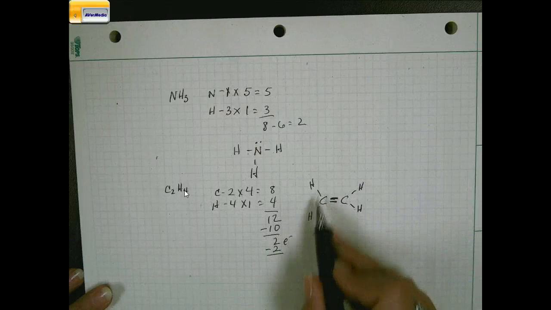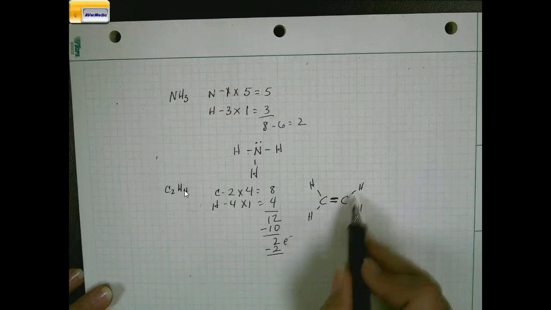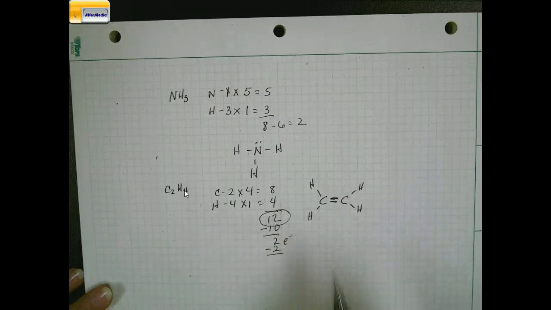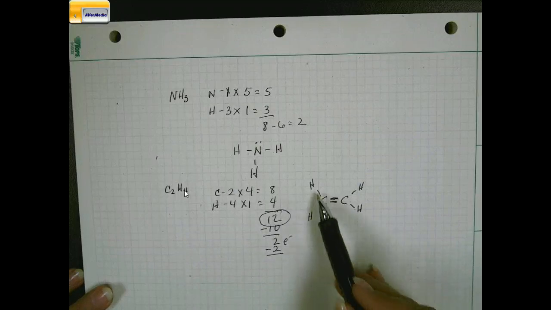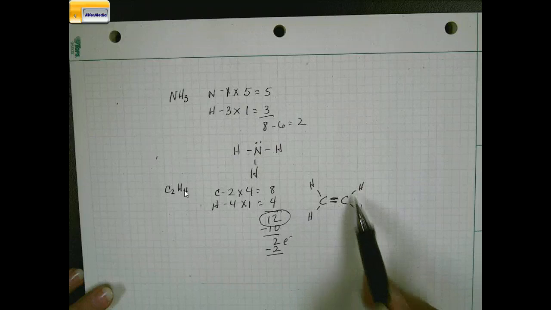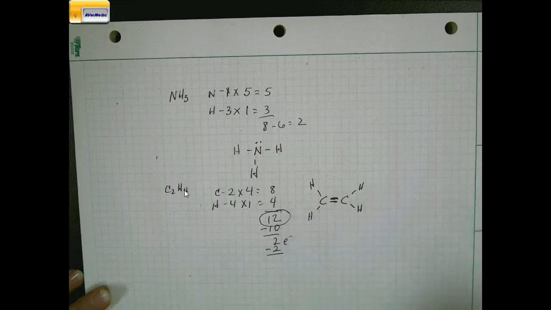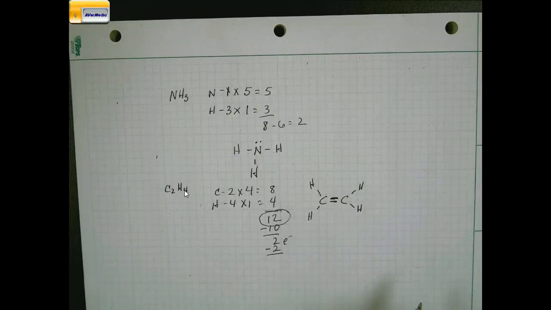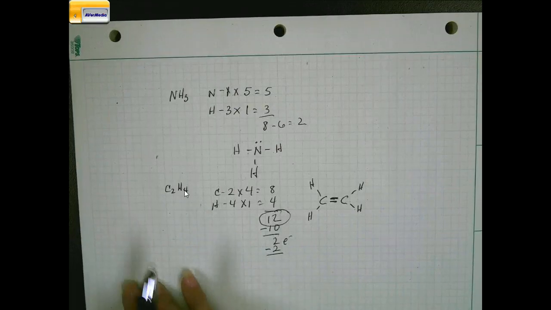So we have 2, 4, 6, 8, 10, 12 electrons, which is the total number of electrons I have to use. And then I have 2, 4, 6, 8 for this carbon, and I have 2, 4, 6, 8 for this carbon. And so that's the only way to both satisfy the octet rule and not exceed my electron count. I think we need another example.